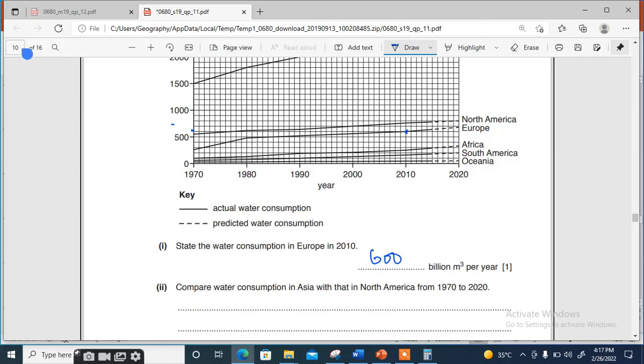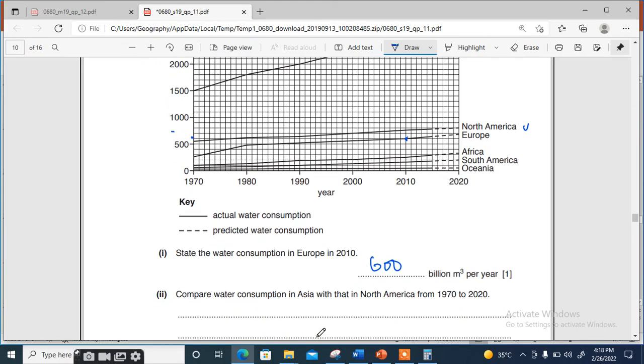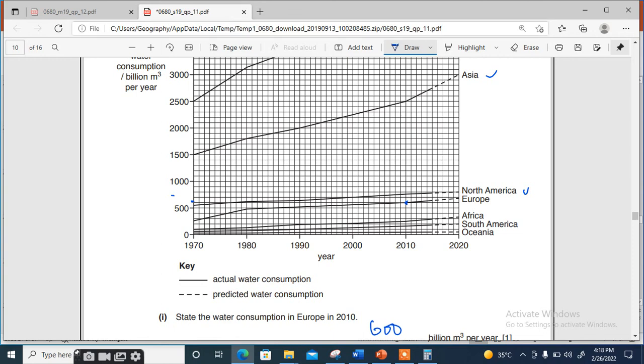Now compare water consumption in Asia with that of North America. Did they give us any specific year? They said 1970 to 2020. So first, you should notice that both North America and Asia increase. Now you find out that Asia uses more water than North America. So both increase, but Asia has higher consumption than North America.